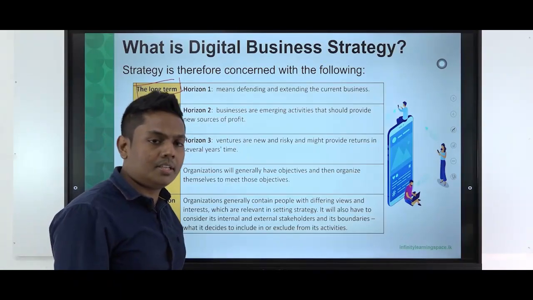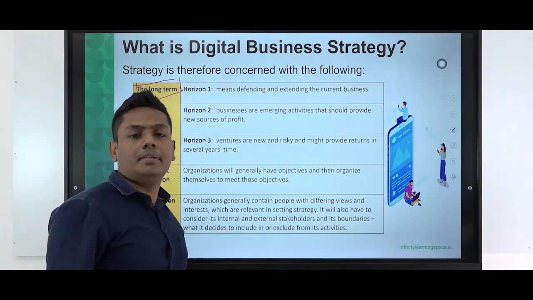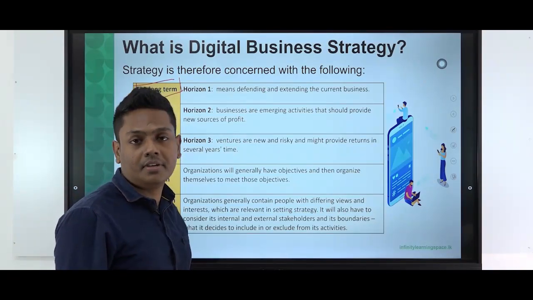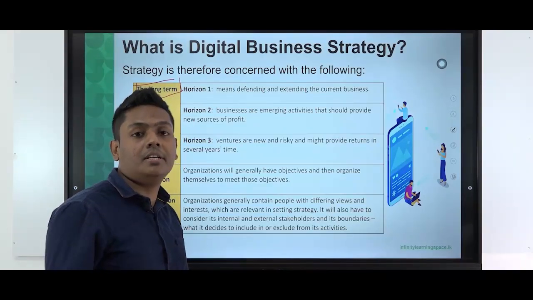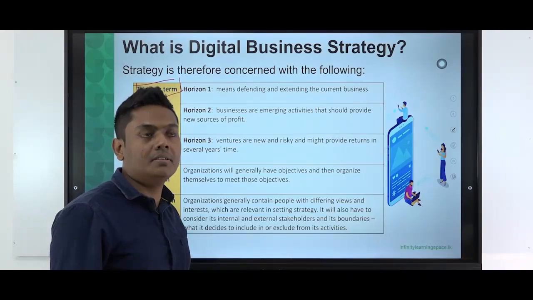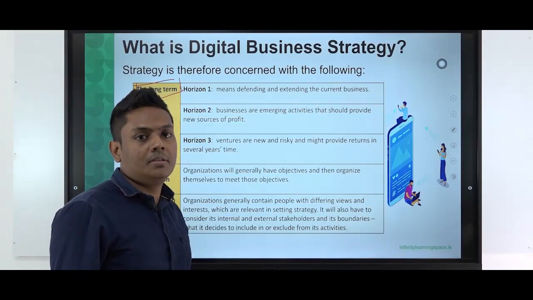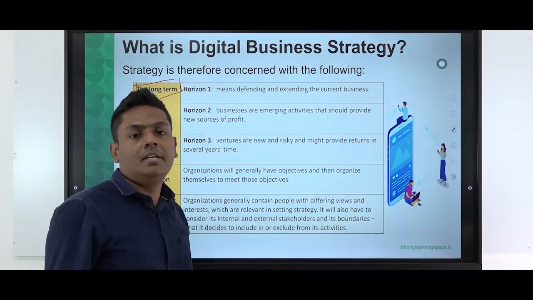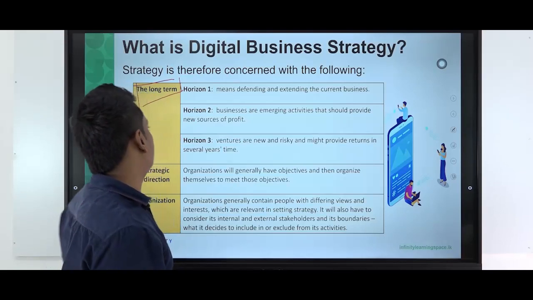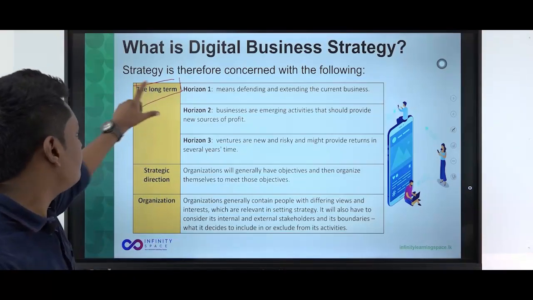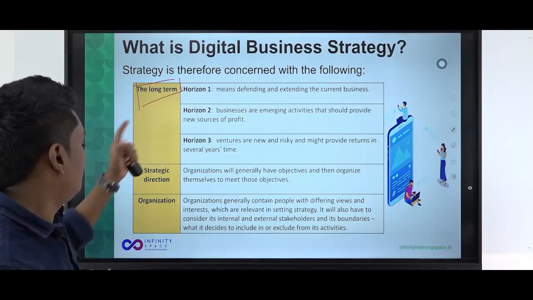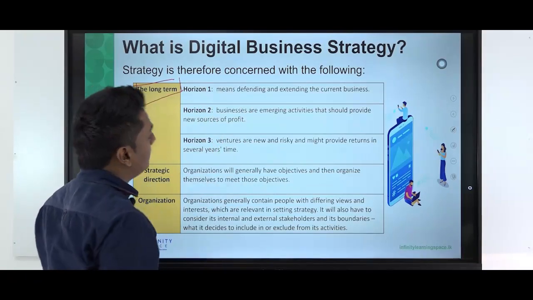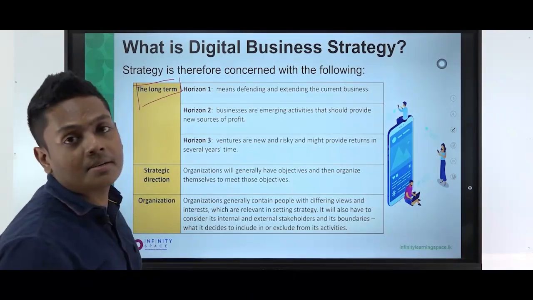If you all notice, maybe in your organization, if you are currently working, you might have seen the strategy for 2025 communicated via internal communications, or maybe sometimes they do not disclose it to the other levels of the organization, or they retain it with the top level only, the senior management, let's say. So that's why there are three horizons. Number one, long term, meaning defending and extending the current business.